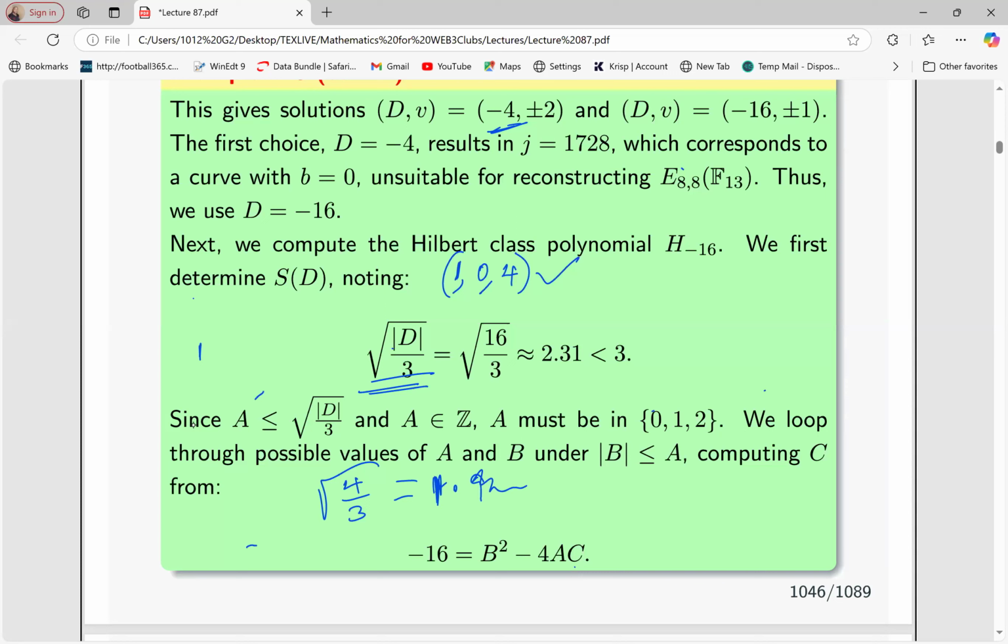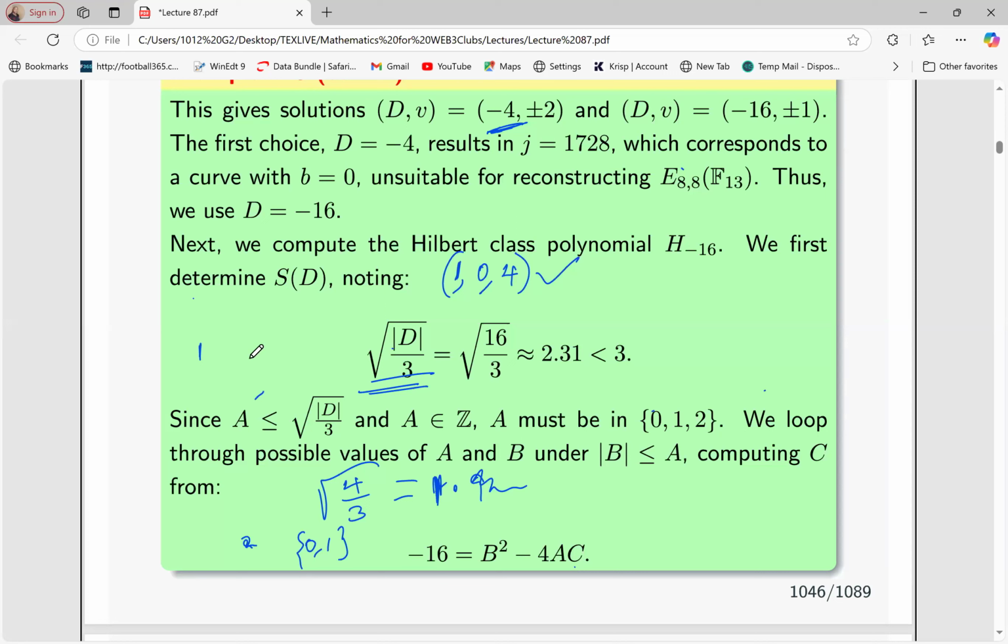So that means since our A is supposed to be positive, it can only be 0 or 1. One of these, 0 or 1, when the discriminant is 4. So again, we check which one is A. So we look through all these values. We look through 0, we look through 1.